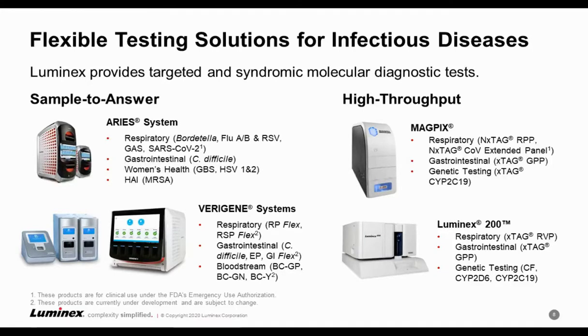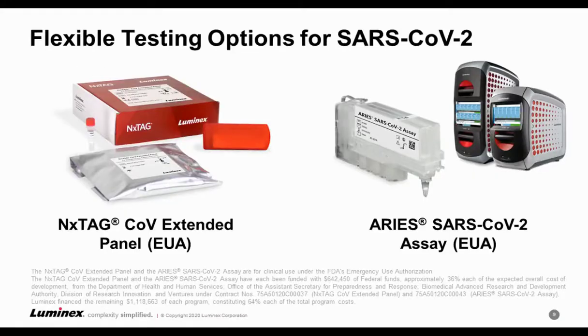Our sample-to-answer solutions that fit into the moderate complexity laboratory are available on our ARIES and Verigene platforms. And the more high-throughput options for the high-complexity lab are based on our xMAP bead array technology and run on the MagPix and Luminex 200 platforms. Our diagnostic tests are focused in 4 major areas of infection: respiratory, gastrointestinal, women's health, and healthcare acquired infections. And we also have some molecular tests for genetic diseases.